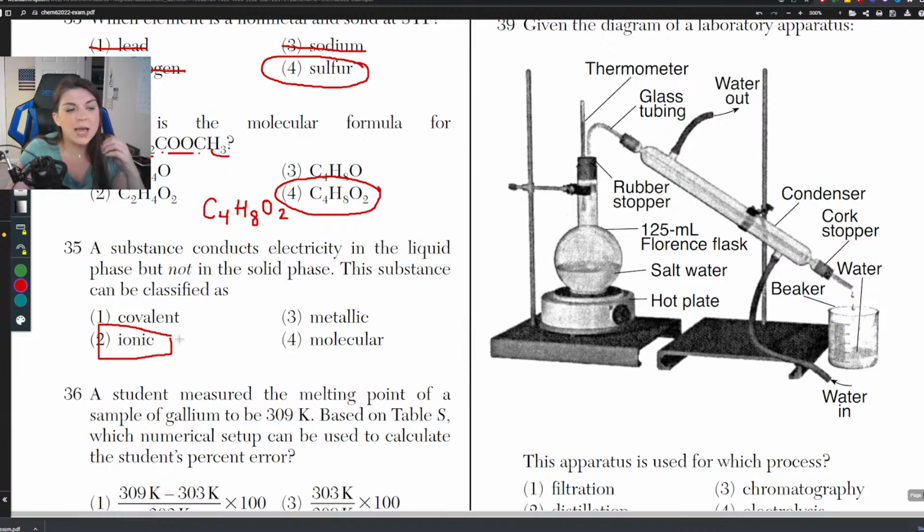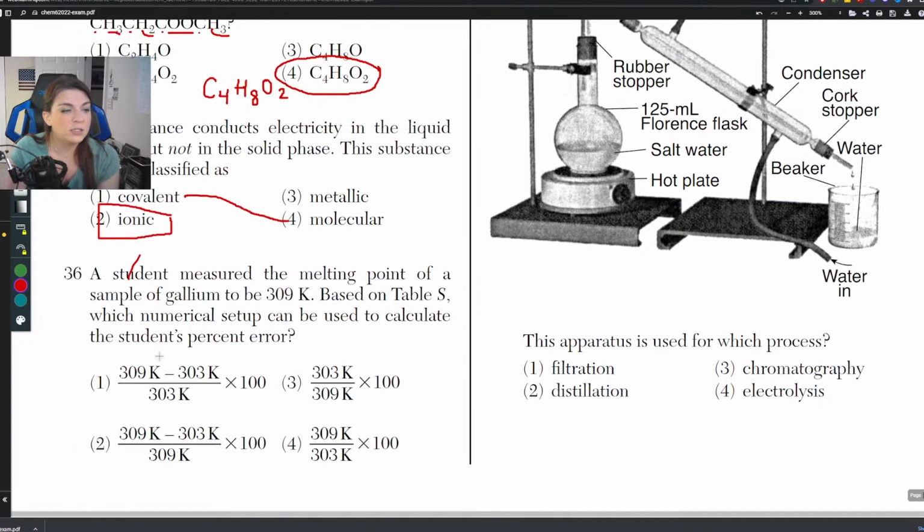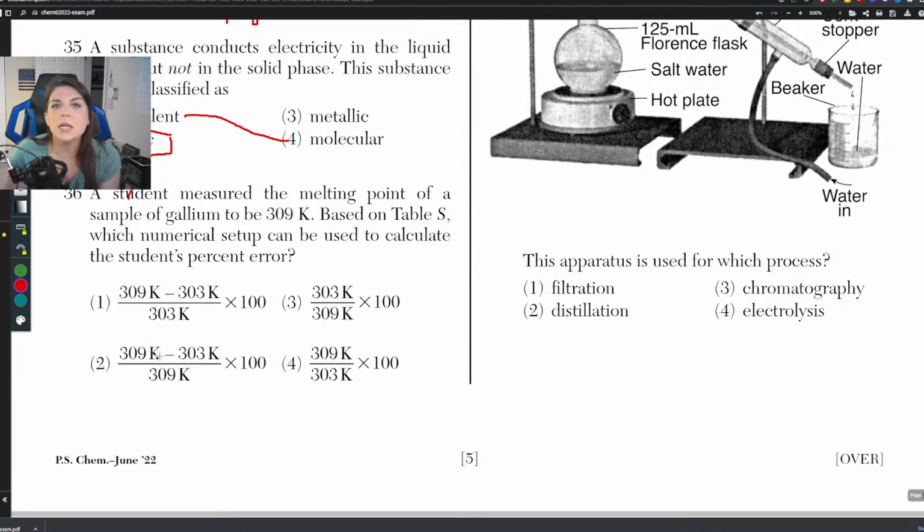Covalent does not conduct at all. Metallic would conduct in the solid phase. Covalent and molecular are the same thing. Covalent substances technically is not correct; it's actually a molecular substance that has covalent bonds. But ionic stuff will conduct if it is dissolved in water, i.e. aqueous, or if it is molten, which is what we say for ionic stuff because it's so hot that it's like lava hot.